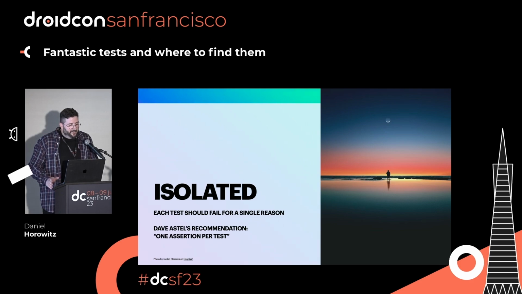Tests should be isolated. Each test should fail for a single reason. Tests with multiple assertions might make debugging difficult, right? So you might not know why things fail or how to reproduce them. There's also this recommendation from Dave Astels to have one assertion per test. And again, later, we'll go through some examples of that as well.